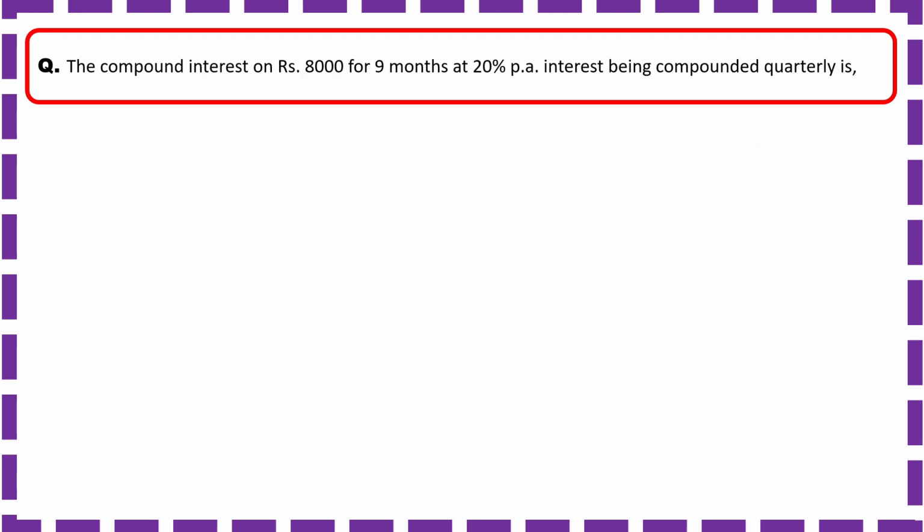The compounding 8,000 for 9 months at 20% per annum, interest being compounded quarterly. Okay, so quarterly means we must take it as by 4, not by 2. By 2 means half yearly. Quarterly means by 4. So here what is the principal? Principal is 8,000. Rate of interest is 20% per annum, and T is 9 months. We discussed, right? Months must be converted into years. So 9 by 12. We'll simplify it later.